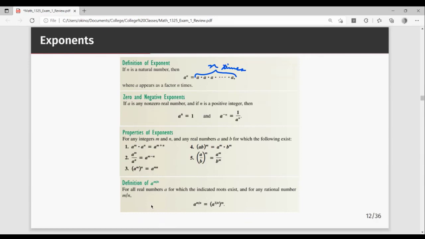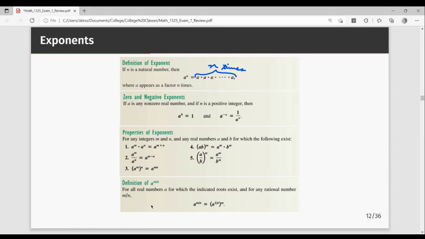If I have a 0 or a negative exponent, any value a raised to the 0 power is just 1. If you have 100 raised to the 0 power, it's just 1. If you have 2 raised to 0, it's just 1. And if I have a negative exponent, I just flip it and put it in the denominator, and it becomes positive. Now, a couple of properties of exponents.